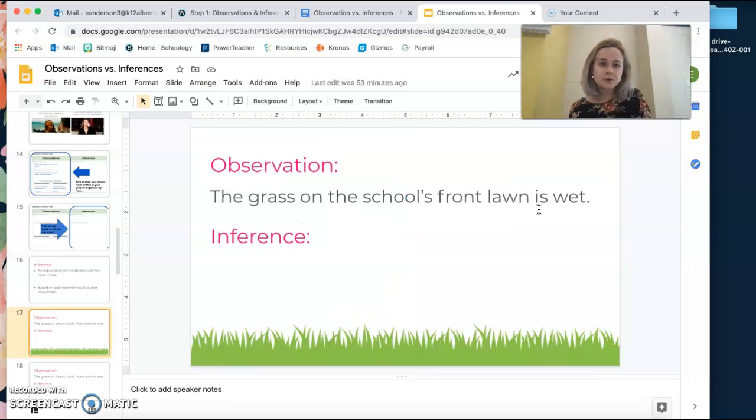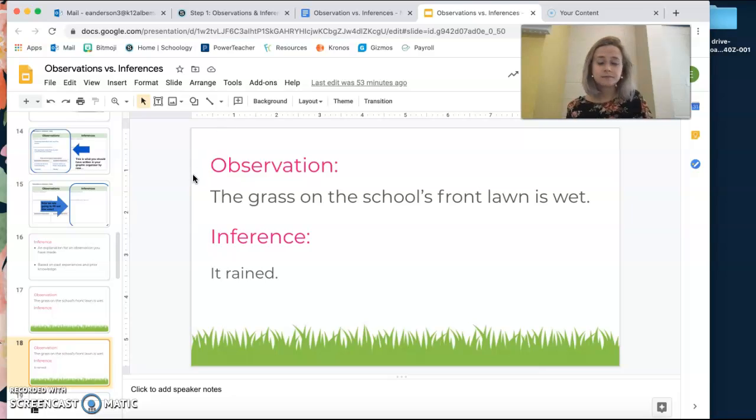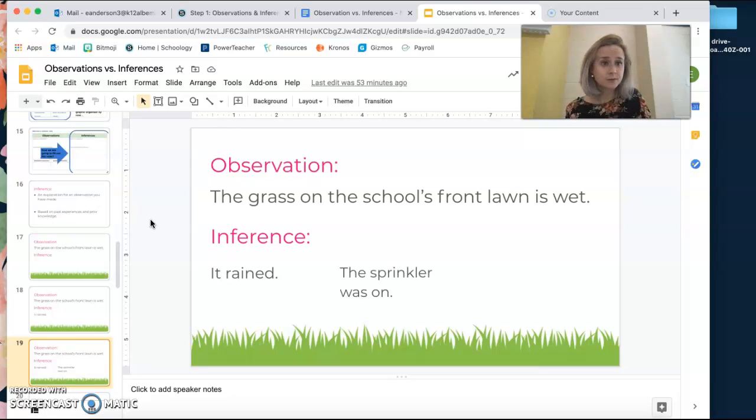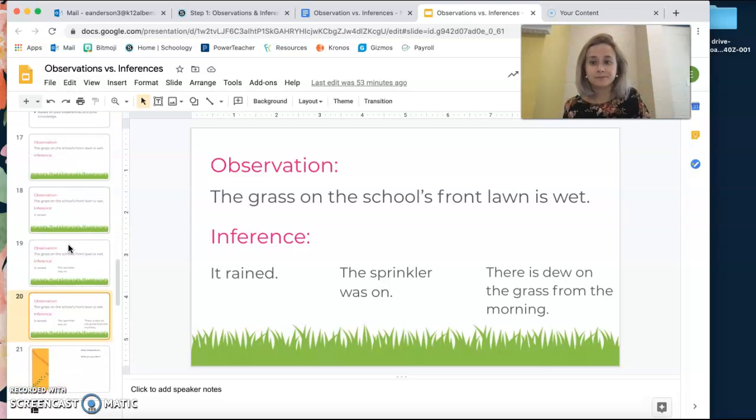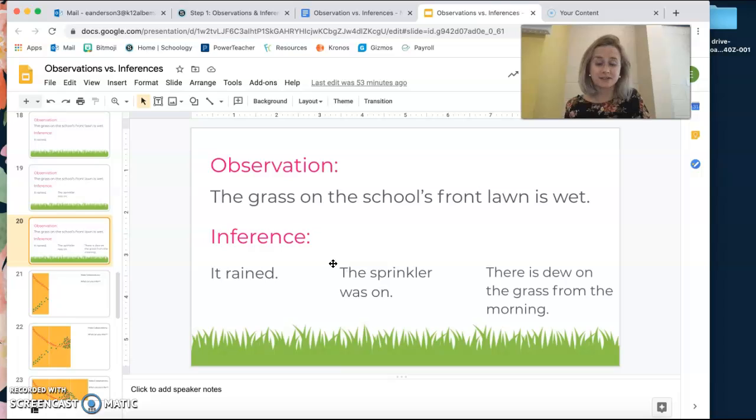The grass on the school's front lawn is wet. That's my observation. That's all I know. I can make some inferences. If I saw the lawn is wet, here's what I can infer based on my past experiences. Maybe it rained, maybe the sprinkler was on, or maybe there was dew. If it was in the morning, maybe it was dew. So I know all these because of my past experiences.